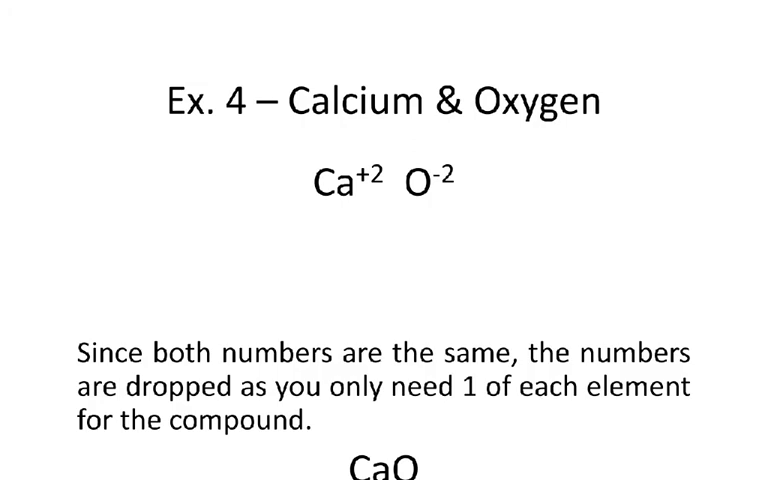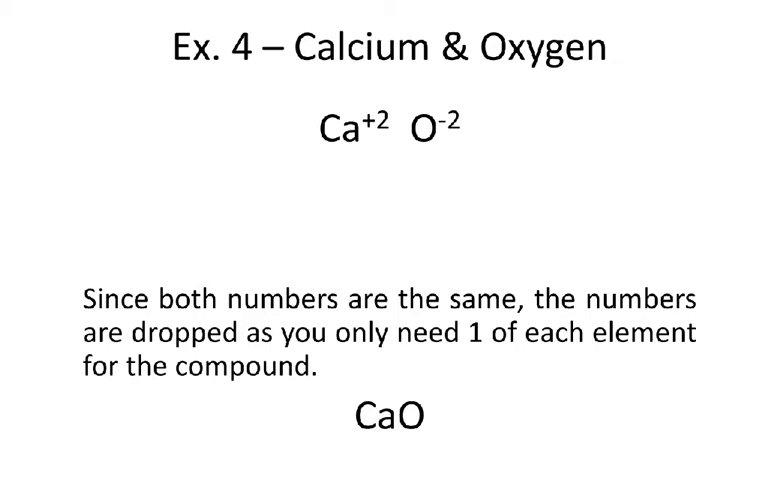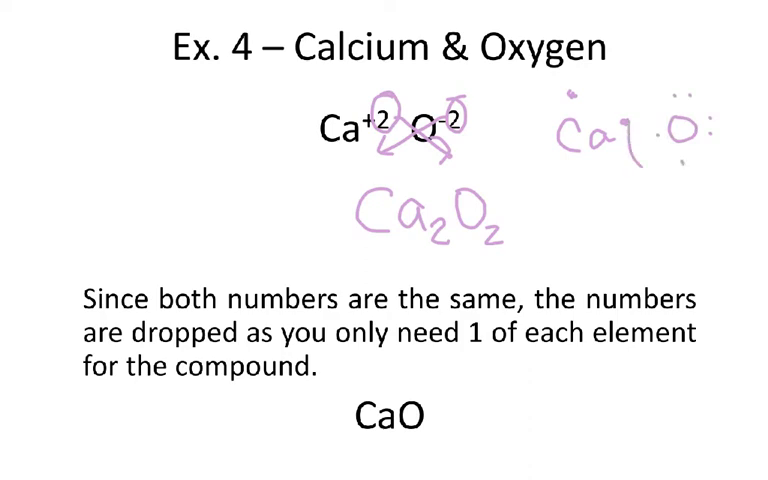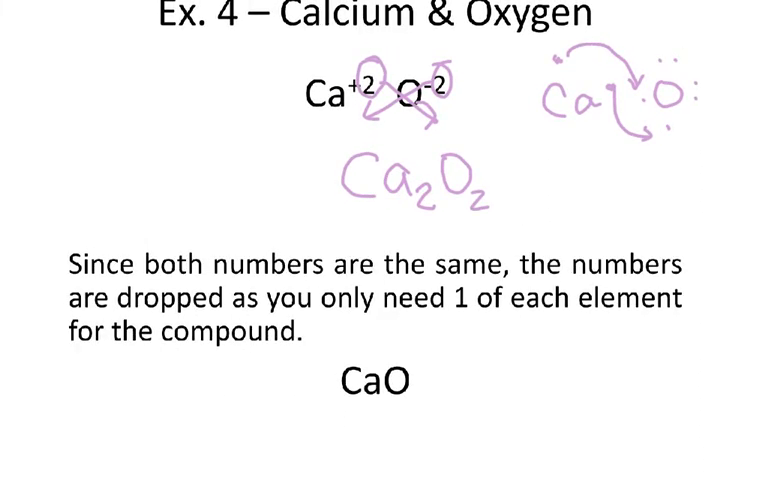Okay, let's try with calcium and oxygen. Now, calcium has a +2. So we're going to crisscross the 2 down. But oxygen also has a 2. So we have something like Ca2O2. Now, really, if you look at the electron dot diagram, it takes one oxygen to take the 2 electrons from the calcium. So really, you only need one of each. That's all it is. So when both numbers are the same, obviously they're opposite signs, they can just be dropped because you only need one of each.